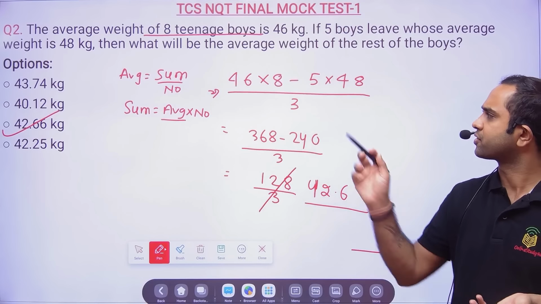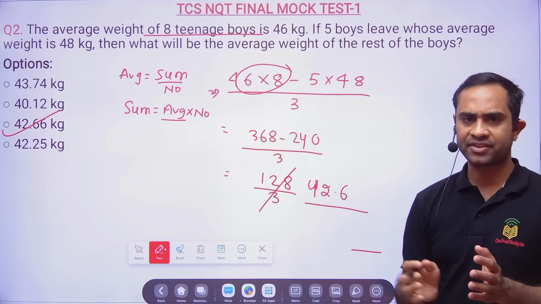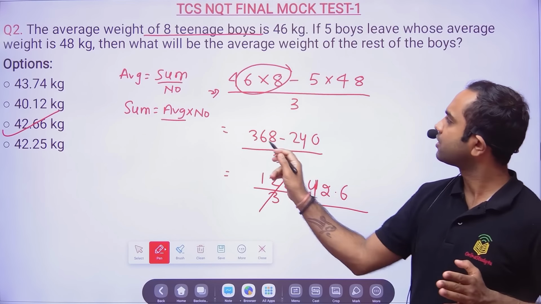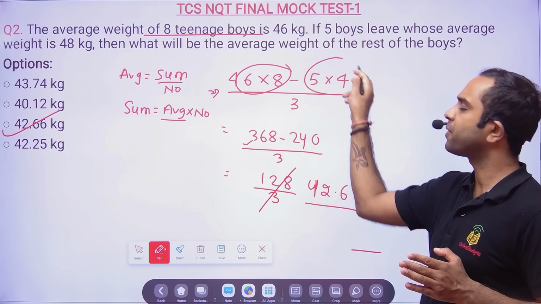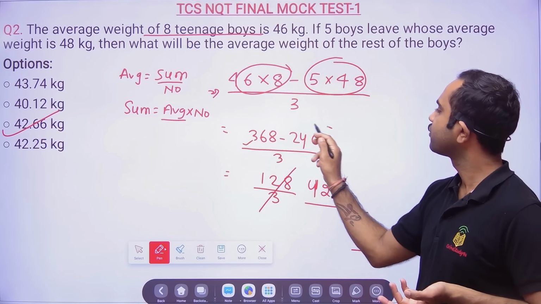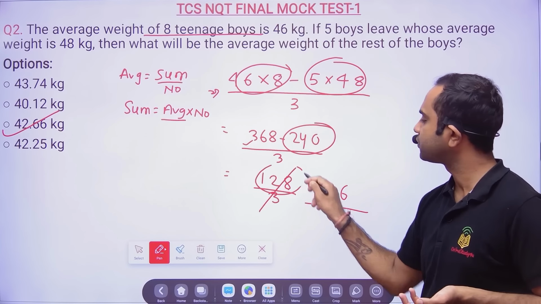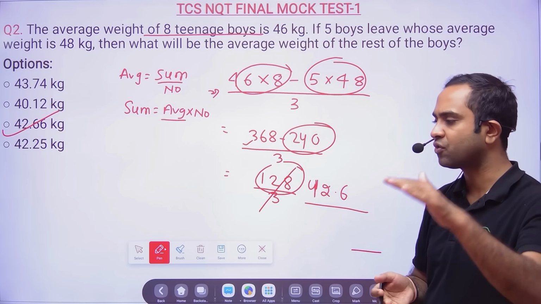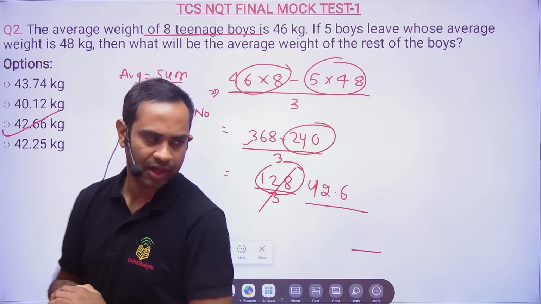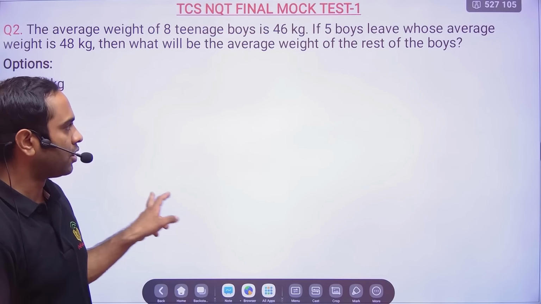It's a very simple question. For 8 persons, what is the total weight? Sir, 368. For the 5 persons who are leaving, what is the total? Sir, 240. So the total weight of 3 persons is 128. If you have to calculate the average, divide by 3. Clear? Okay, good.